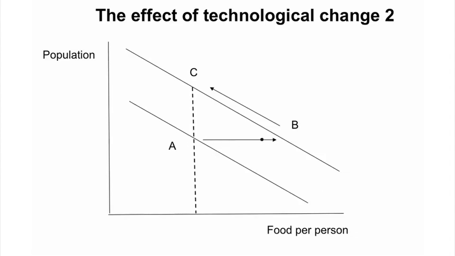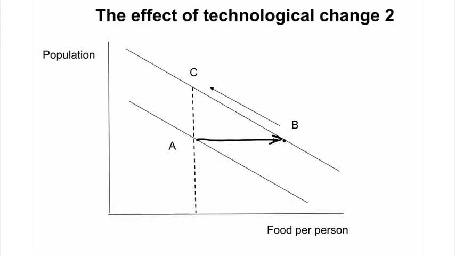In the short run, what we'd expect is that if there's a technological change that makes an economy able to produce more food, to be more productive, population is just going to stay the same, and so we're going to move from point A to point B. So there's going to be an increase in the food per person and population stays the same.